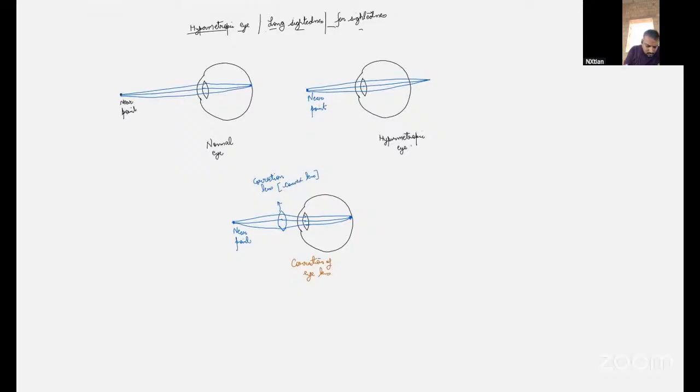We use a convex lens so that the image can be formed on the retina again.